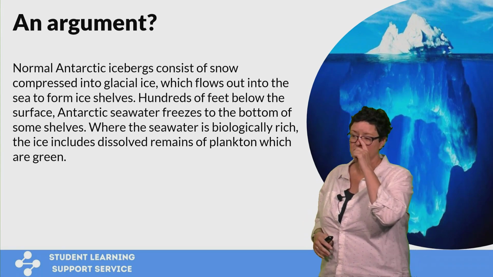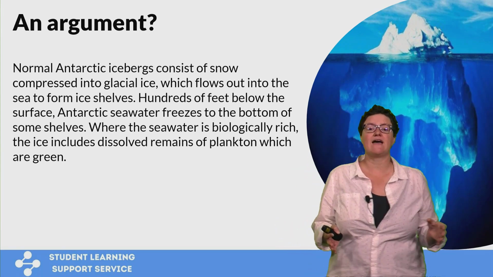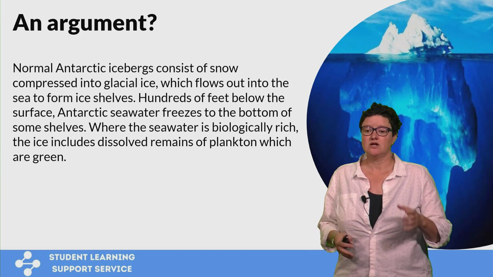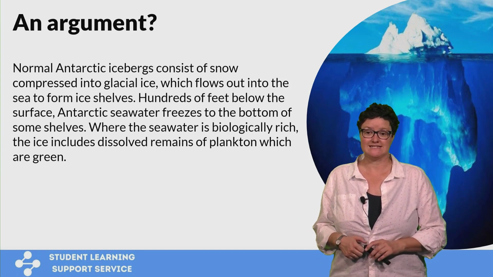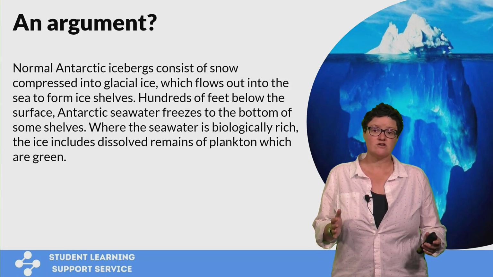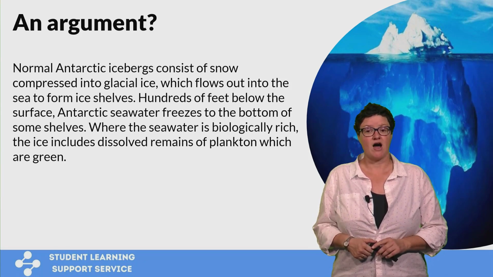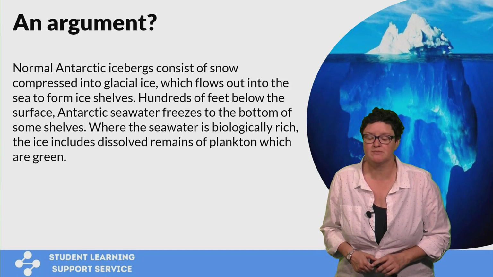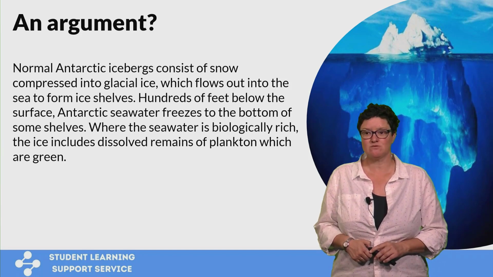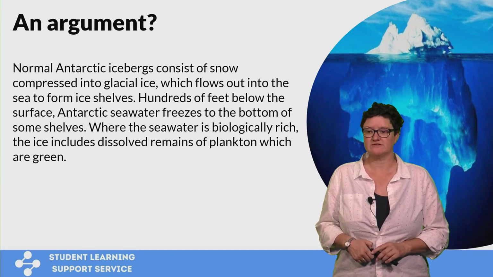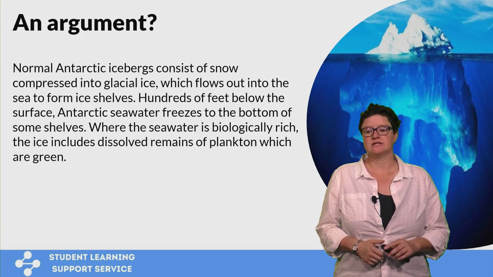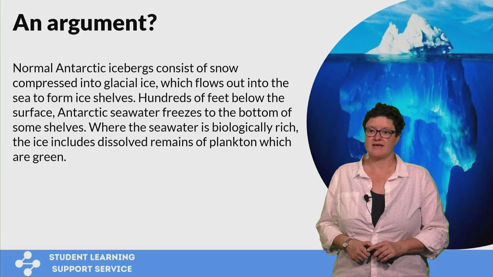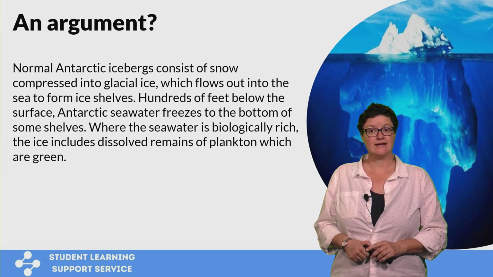So let's have a look at an example and determine whether we have an argument here. Normal Antarctic icebergs consist of snow compressed into glacial ice, which flows out into the sea to form ice shelves. Hundreds of feet below the surface, Antarctic seawater freezes to the bottom of some shelves. Where the seawater is biologically rich, the ice includes dissolved remains of plankton, which are green.